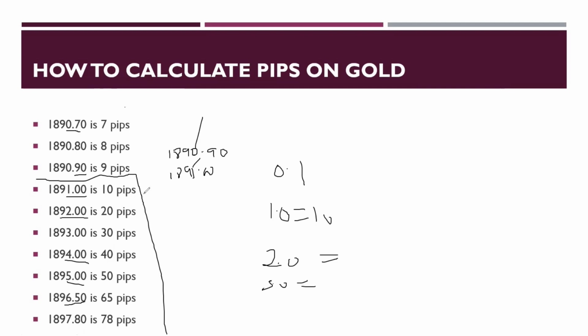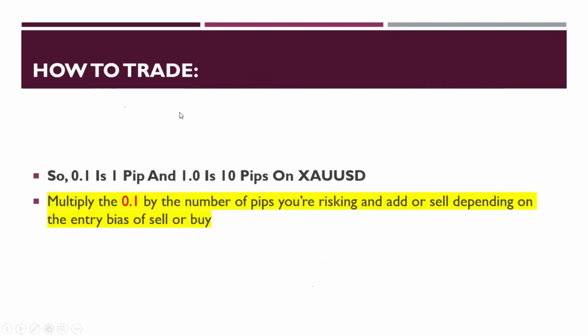So what you do is to just multiply that one by 10. Multiply by 10. That's basically how we calculate it. If you multiply 0.70 by 10, you get 7. All right, so 6.50 times 10 will give you 65 pips. Then 1897.80. So you just multiply 7.80 by 10 to get 78 pips. And I'll also give you another example here. So that's basically how we calculate pips on gold. All right, let's move on to the next chapter.